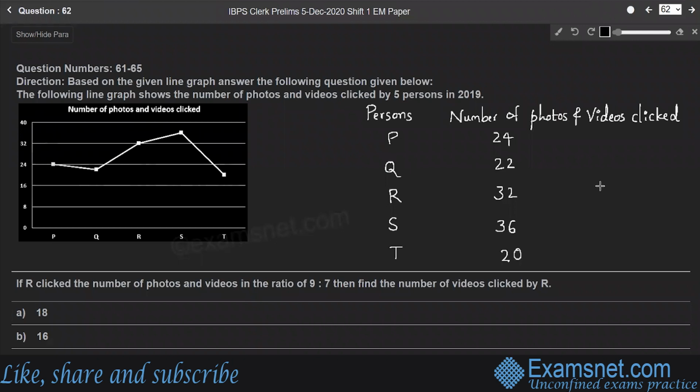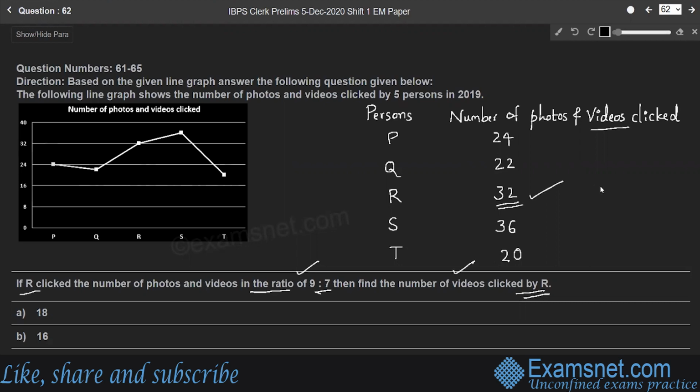Question 62. If R clicked the number of photos and videos in the ratio 9:7, then find the number of videos clicked by R. Here in the given table, it is given that R has clicked 32 photos and videos together, right? And the ratio of photos to videos is 9:7. So out of 32, the photos and videos are in the ratio 9:7. So we have to find the number of videos here.